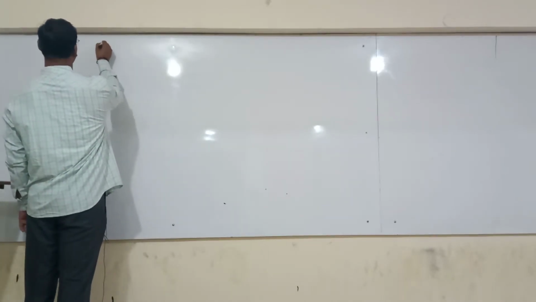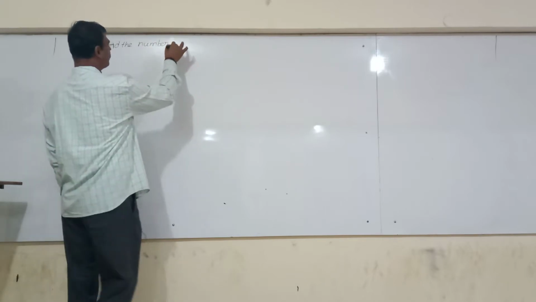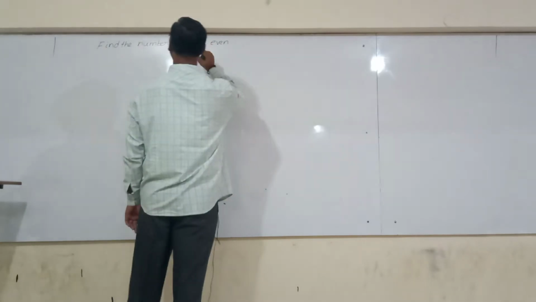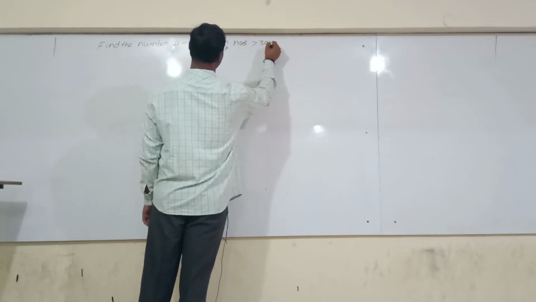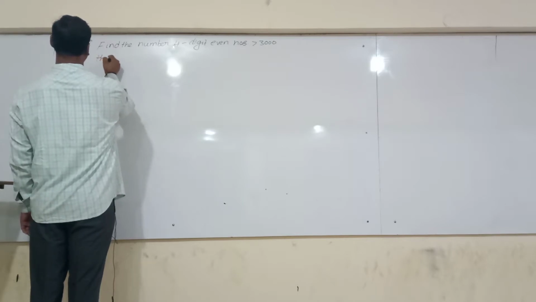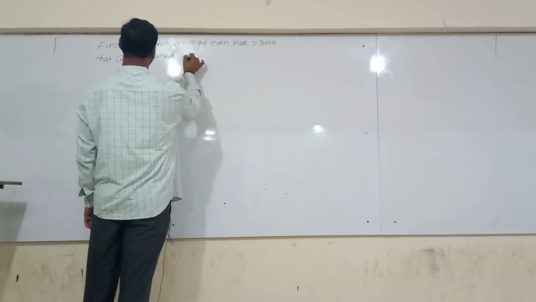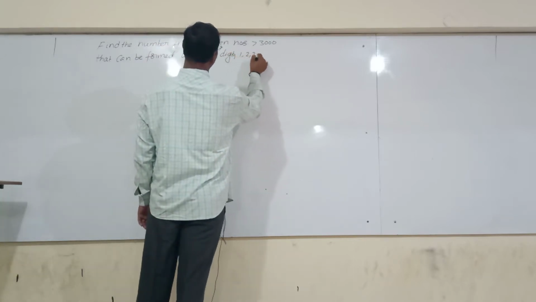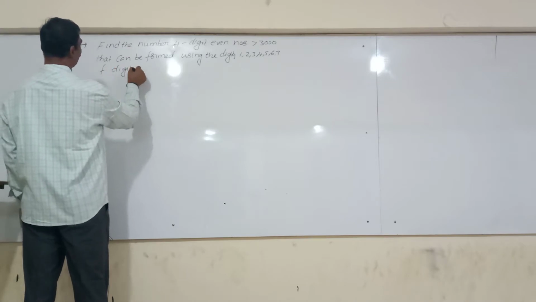Let us take: find the number of 4-digit even numbers greater than 3000 that can be formed using the digits 1 to 7, that is 1, 2, 3, 4, 5, 6, 7, if digits are repeated.